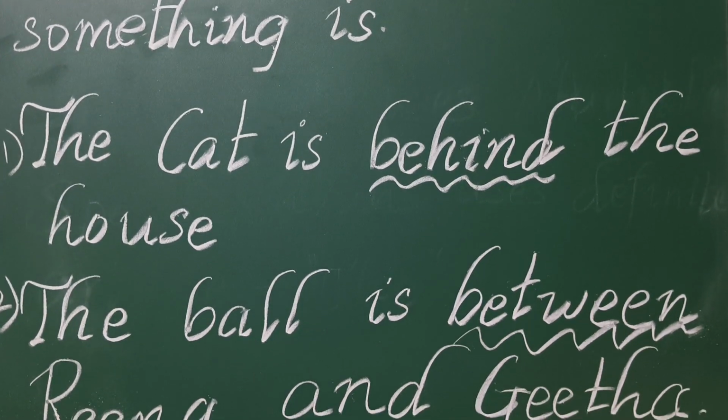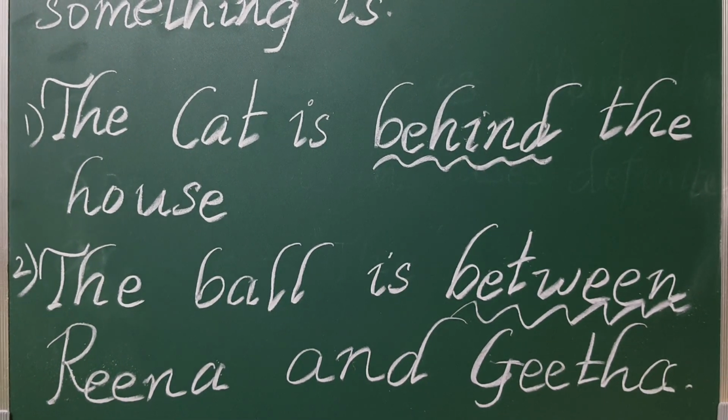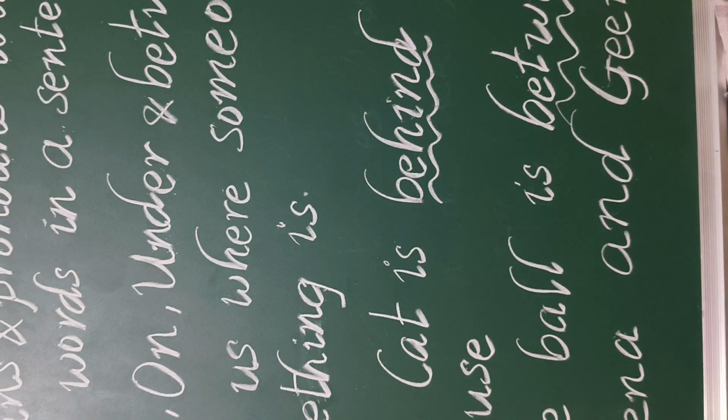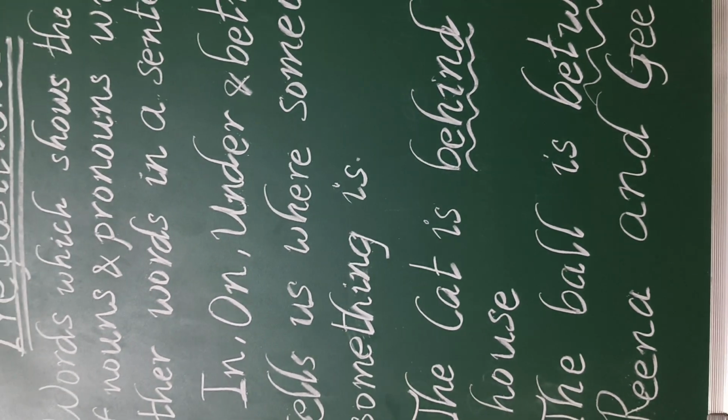So the ball is between Reena and Geeta. Where is the ball? It is between Reena and Geeta. So what is this telling us? Where the ball is. So that's what a preposition is. It tells us where someone or something is.